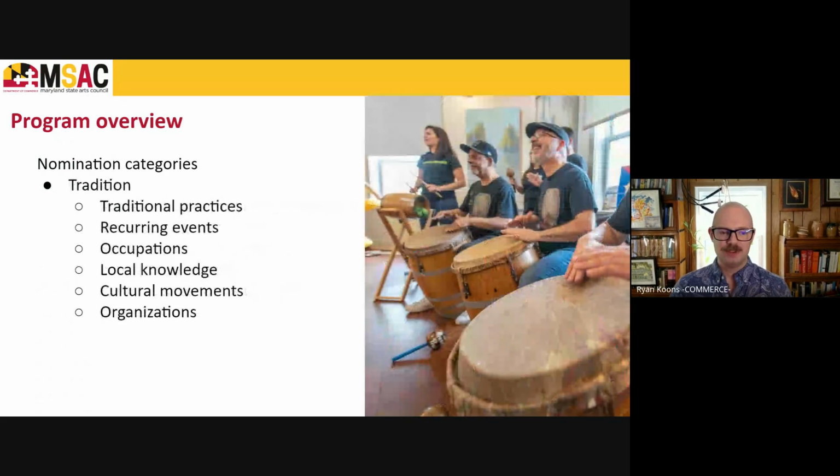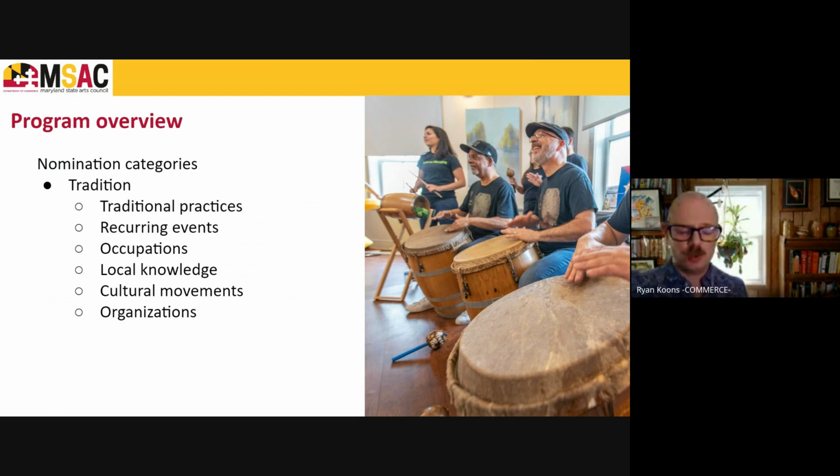When we talk about the tradition category of nominations, we're referring to things like traditional practices or reoccurring events, occupations, local knowledge, cultural movements, organizations. The photograph you see here is from, I believe, the 2018, maybe 2017, 2019, somewhere around there, Heritage Award that went to the Puerto Rican traditions of bomba and plena, a dance and percussion set of traditions. You see the bomba tradition here. An excellent example of one of many different types of eligible traditions.